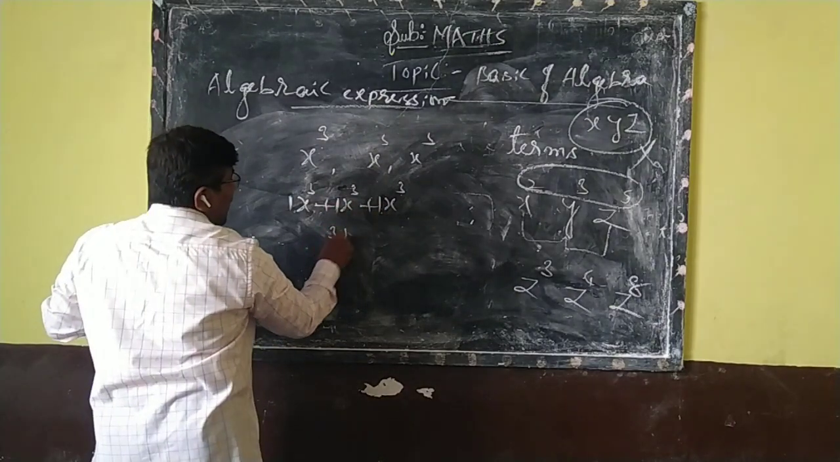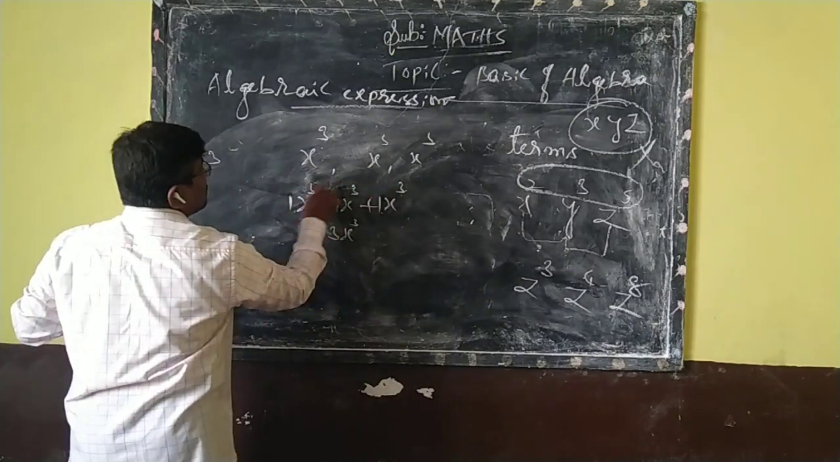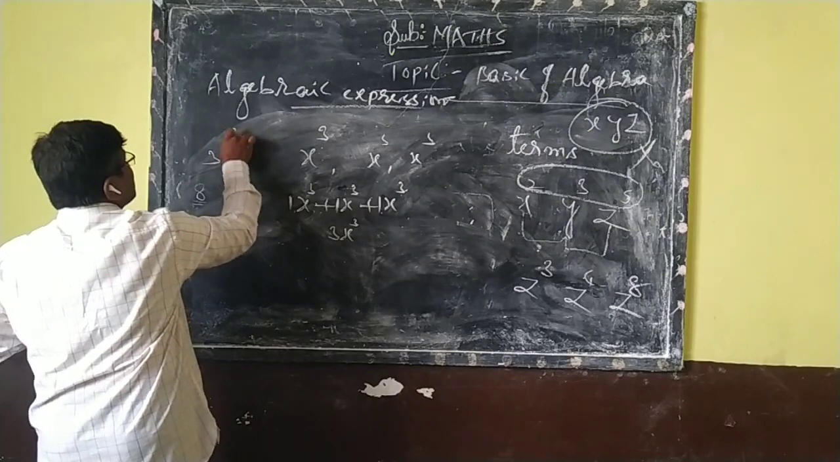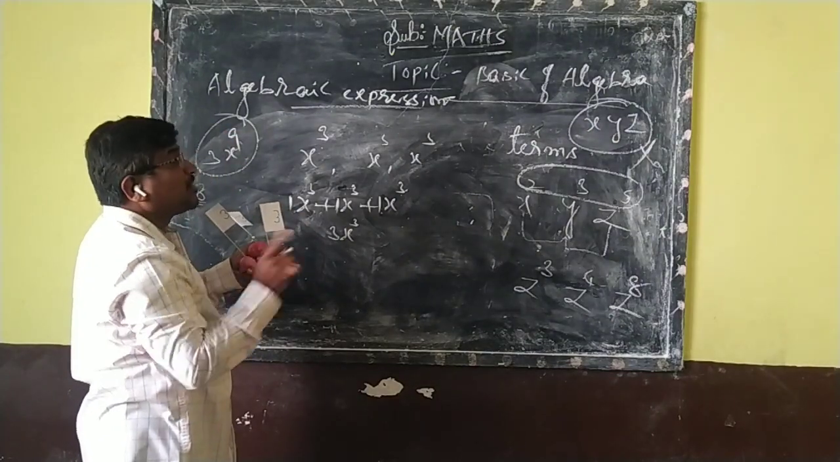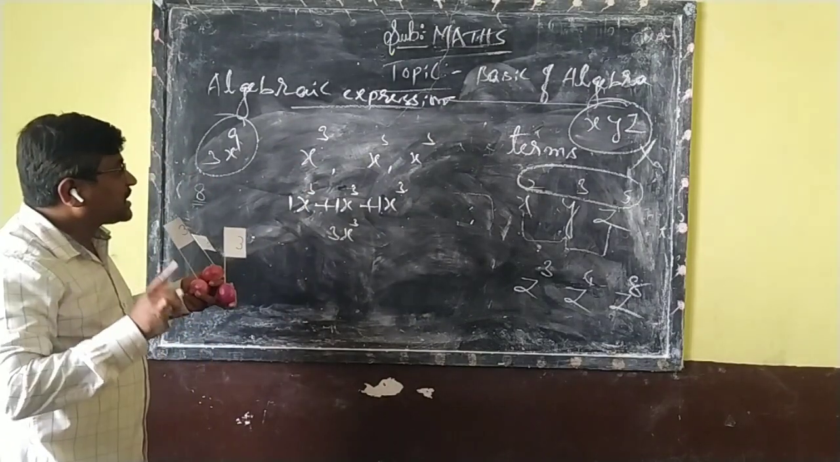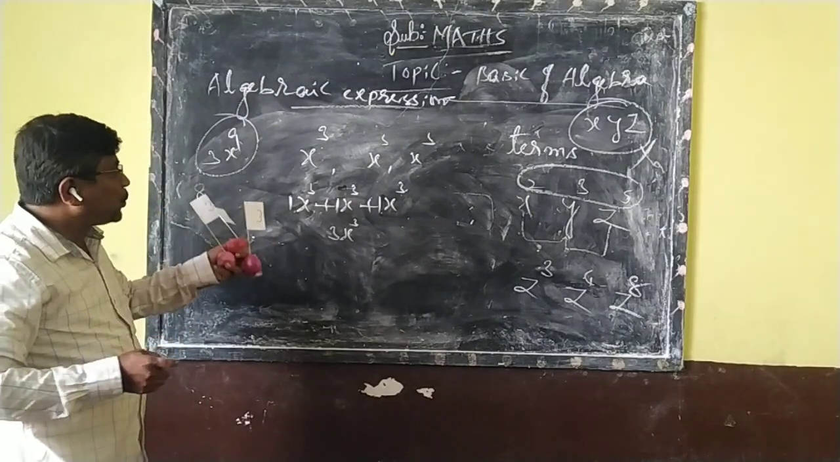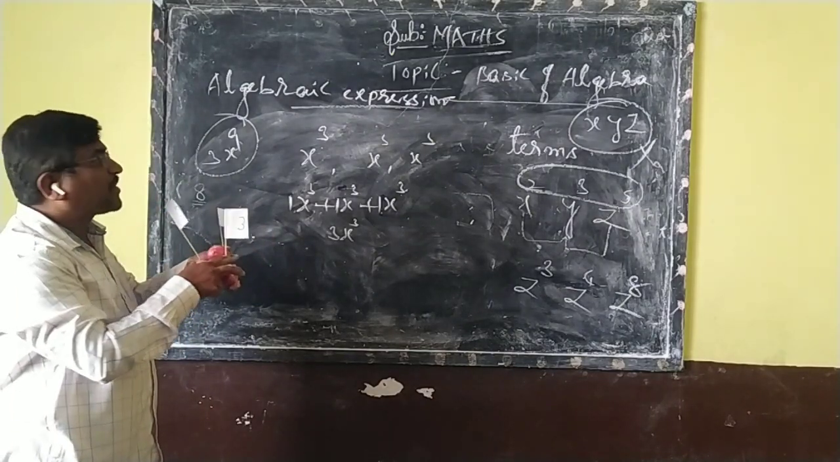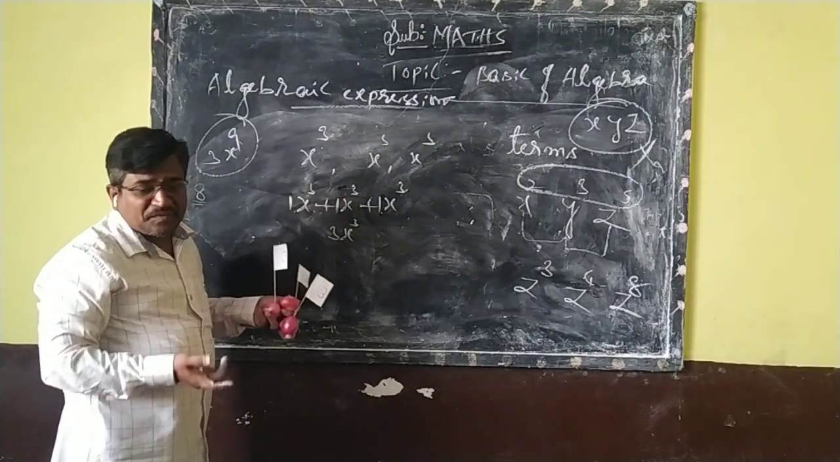Clear, students? And some students will write 3 plus 3 is 6, plus 3 is 9. This is completely wrong. You are doing addition, not multiplication. Multiplication I will explain later. Subtraction I will explain later. First you understand this one. Addition, how to do: x cube plus x cube plus x cube is 3x cube. Very simple way you can express this.